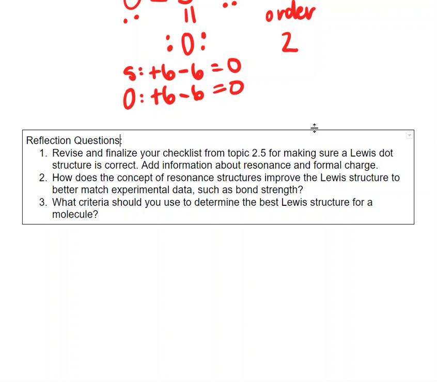What criteria should you use to best determine which Lewis structure is the most useful? Remember, we've got to check for those octets. We also have to check for formal charge. We have to check for resonance structures. And we also have to be aware that we could have extended octets beyond our typical 8 electrons.